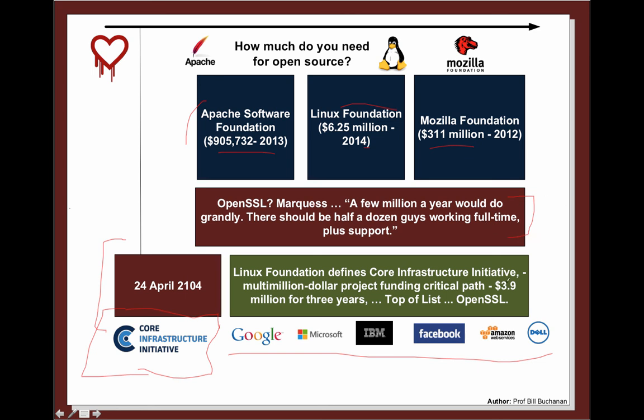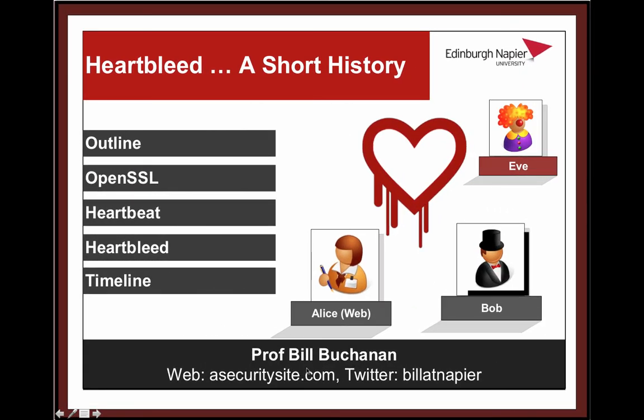And it looks like that will be funded by 3.9 million for the next 3 years. And the top of their list is OpenSSL. Okay, so that's provided a short history of Heartbleed. Where are we now? Well, it kind of went away, but it was an interesting bug vulnerability as it was.